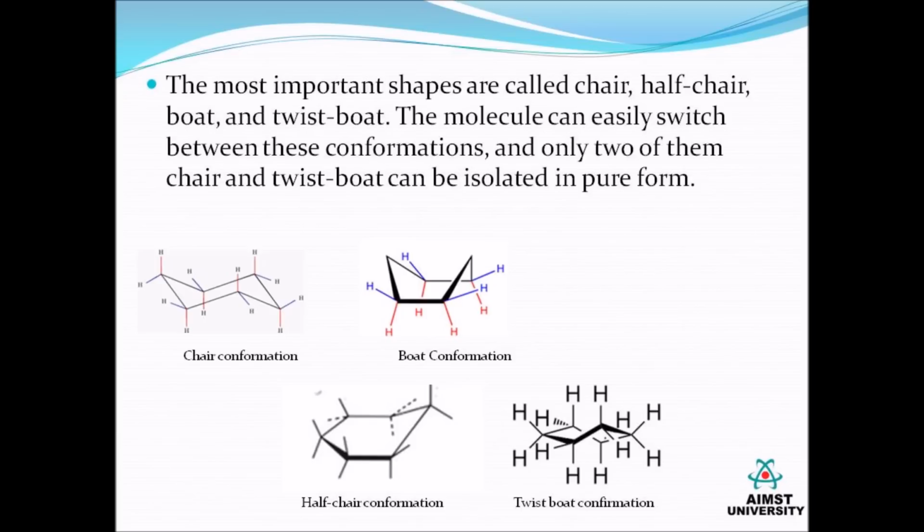The most important shapes are chair, half chair, boat and twisted boat. The molecule can easily switch between these conformations, and only two of them, that is the chair form and twist boat form, can be isolated in pure form. Cyclohexane conformations have been extensively studied in organic chemistry because they are the classical example of conformational isomerism, and they have noticeable influence on the physical and chemical properties of cyclohexane.